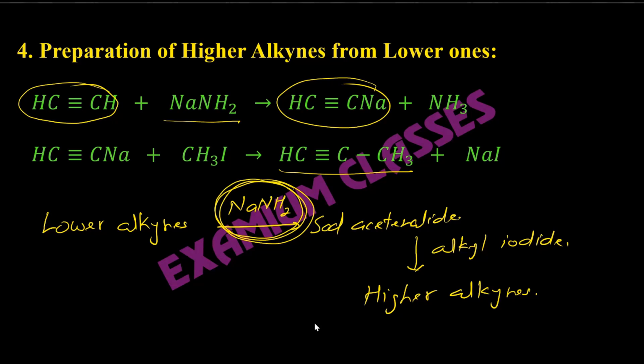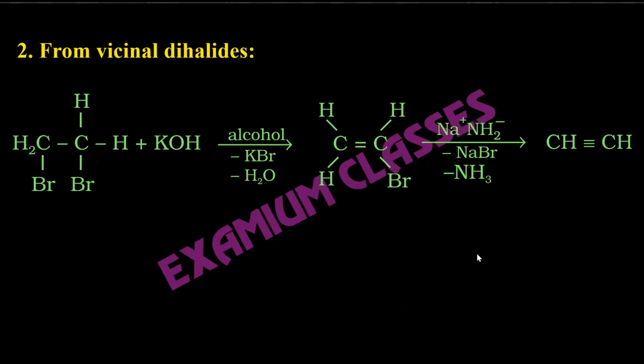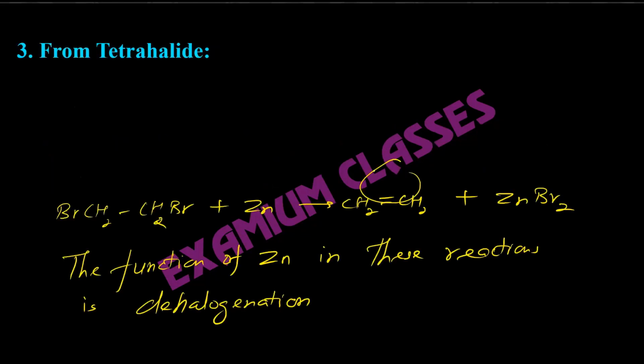In that case, the function was dehydrohalogenation. If there is a double bond in the halide, you use NaNH2 for dehydrohalogenation. If there is no double bond, you use alcoholic KOH for dehydrohalogenation. The function of alcoholic KOH is dehydrohalogenation, and the function of NaNH2 is dehydrohalogenation. The function is the same. But alcoholic KOH will be used when there is no double bond, and NaNH2 will be used when there is a double bond.